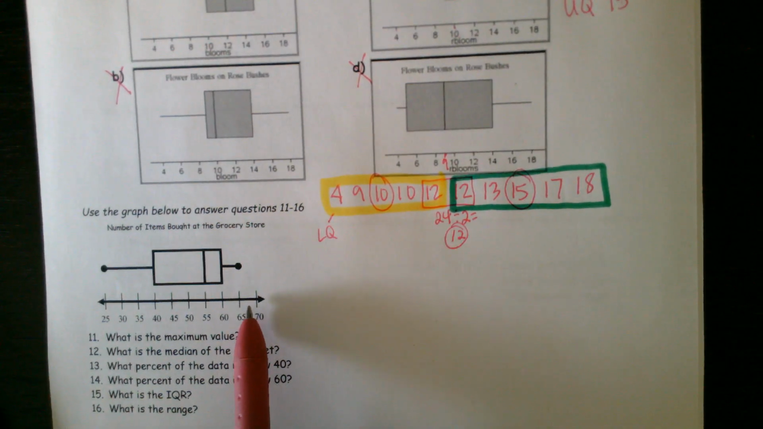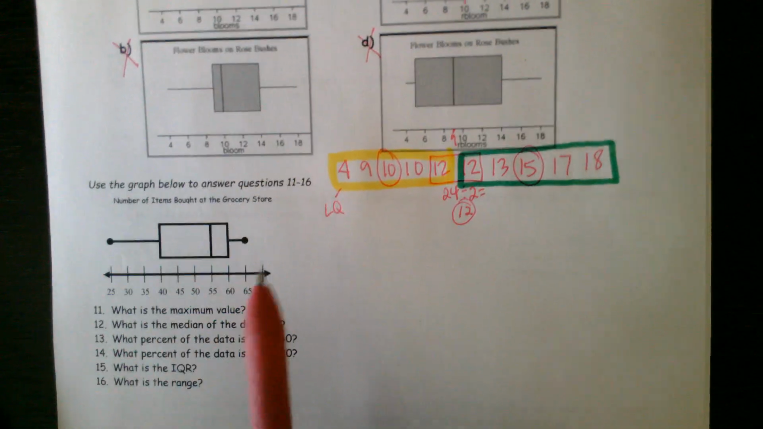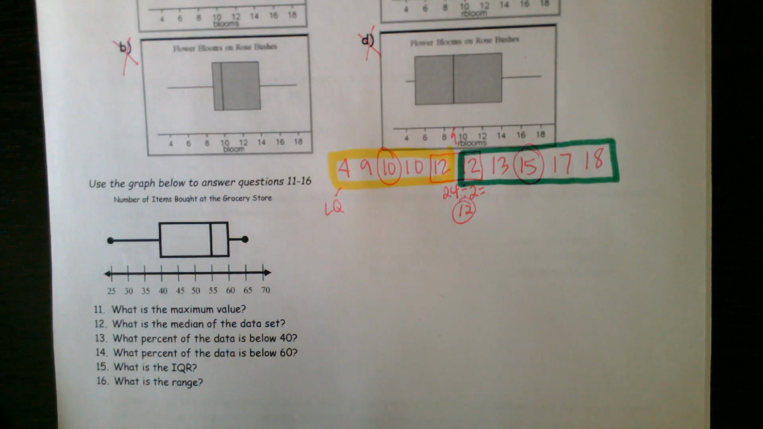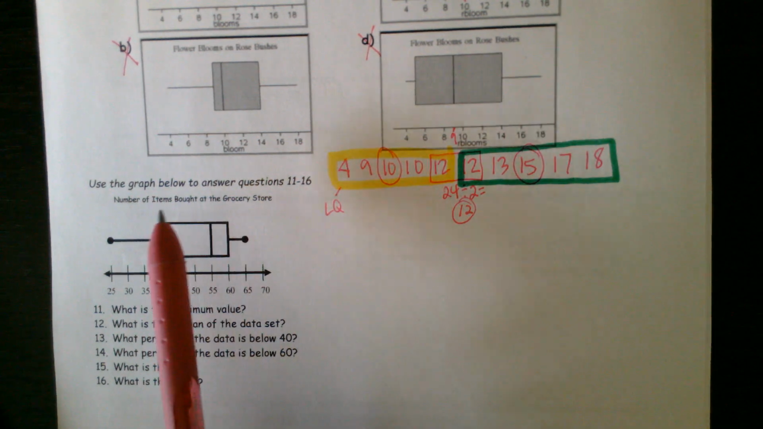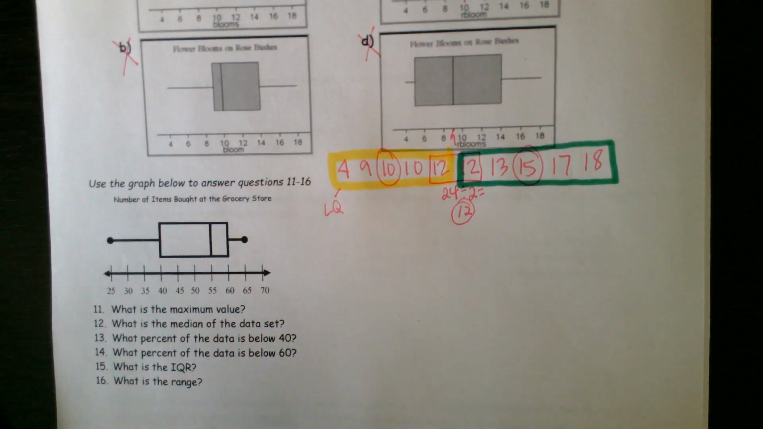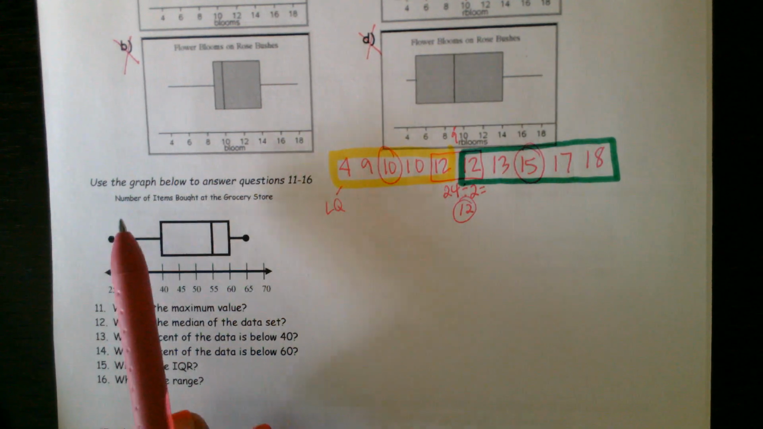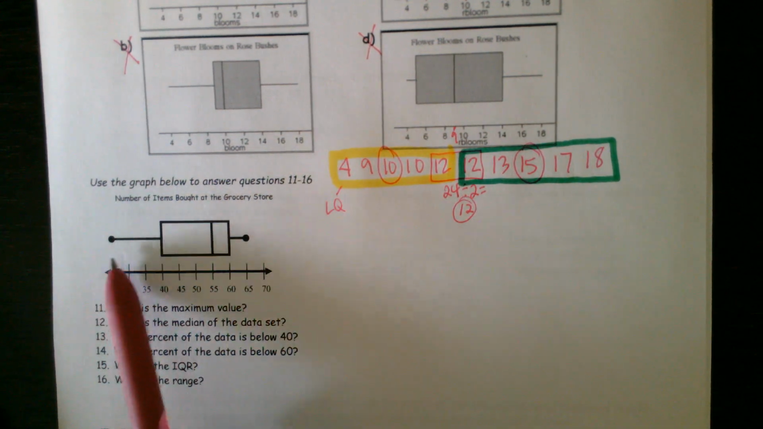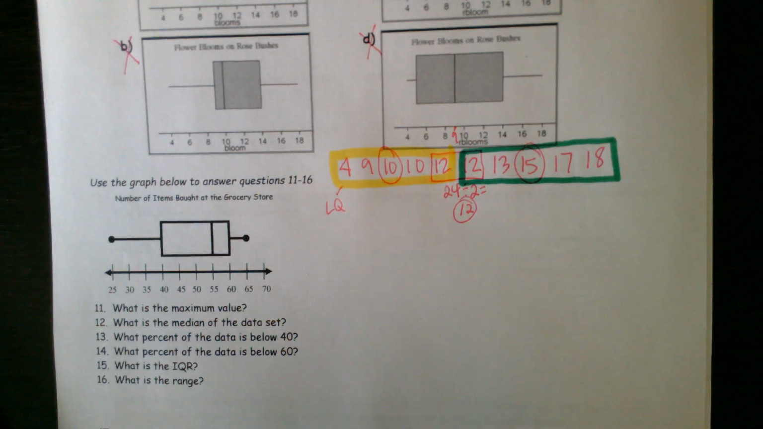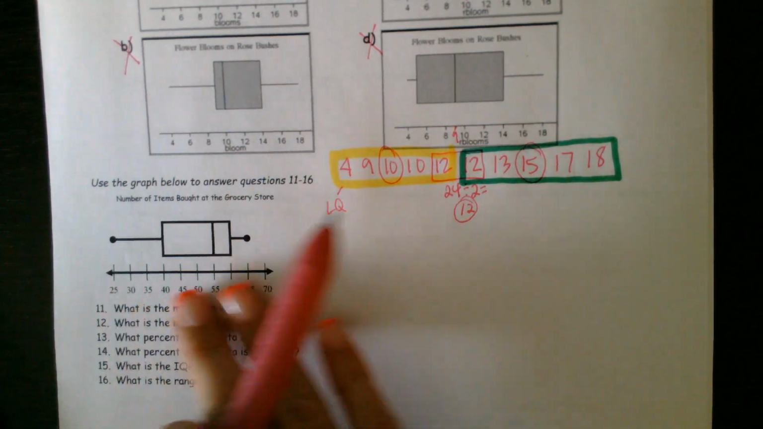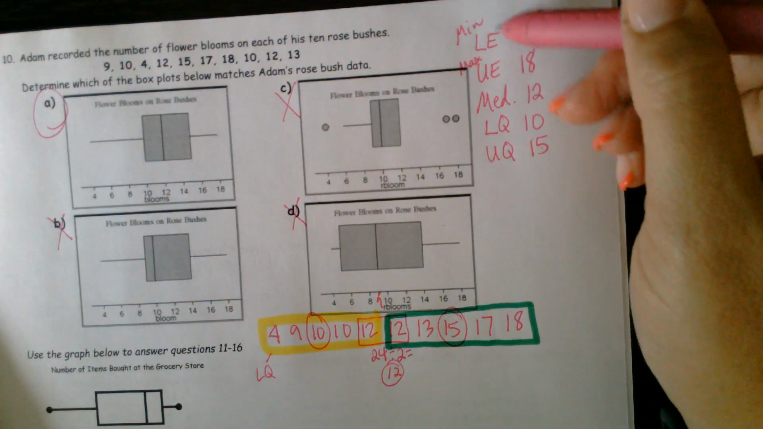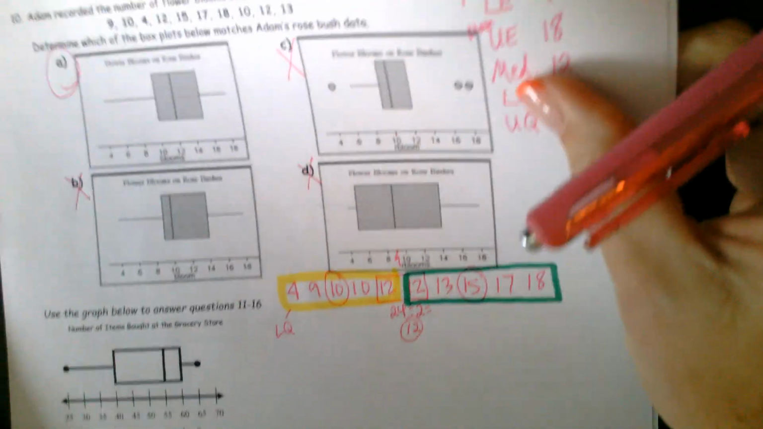After we make the box and whisker plot, we then talk about percentages. Okay, so 11 through 16 here is talking about the percentages of the graph, and just being able to read the box and whisker plot. The number of items bought at the grocery store. So this box and whisker plot is representing what I buy at the grocery store. What do I need to know about this box and whisker plot? Well, we did these parts, but you also need to know about the percentages.